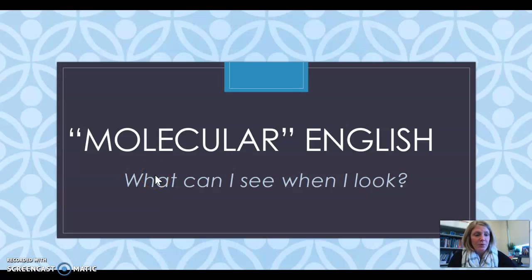So once again, we are continuing with our study of molecular English. And this week I want you to continue thinking about the question, what can I see when I look? So kind of applying our thinking about seeing, looking, and watching that we have been doing in the online realm the last few weeks, now to language or diction and syntax, which we'll be thinking about and talking about this week. So what can I see when I look? Or what can we see when we look?